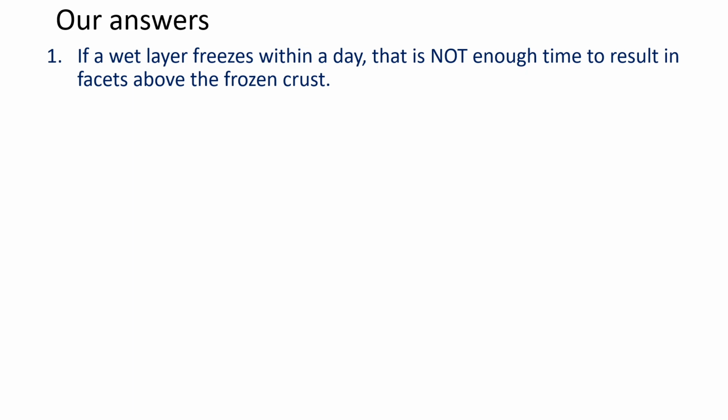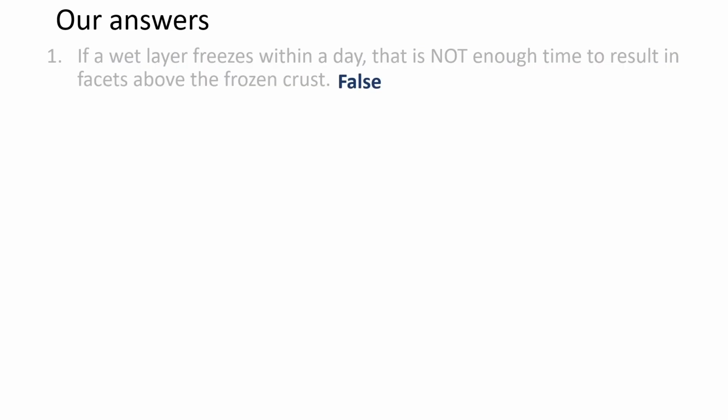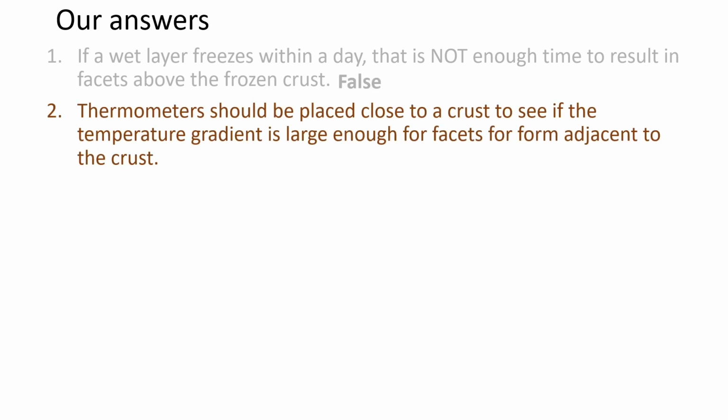1. If a wet layer freezes within a day, that is not enough time to result in facets above the frozen crust. This is false, since facets can form above freezing wet layers within 24 hours and sometimes within hours. 2. Thermometers should be placed close to a crust to see if the temperature gradient is large enough for facets to form adjacent to the crust. This is also false. Our thermometers are not accurate enough to measure the temperature gradient close to a crust.